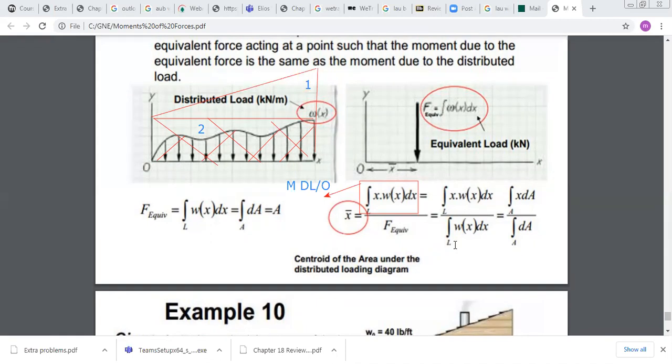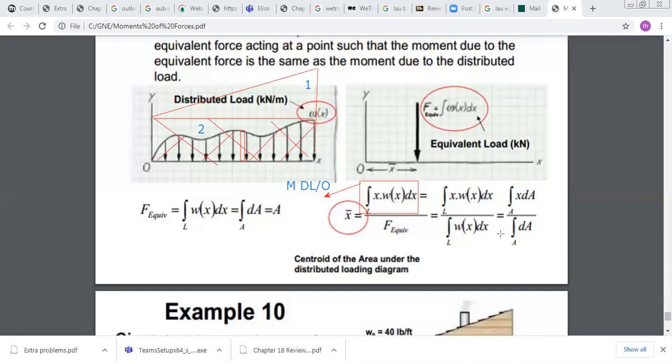Okay, but mathematically this means what? If you are familiar with the definition of a centroid of an area, how do you define the centroid of an area? Look, here omega(x) dx is an elementary area dA, because when we do omega(x) dx, you obtain the area of a small rectangle here. So we can replace omega(x) dx by the elementary area, okay? And then my equation becomes x bar, which is the distance of F resultant to O, is equal to the integral of x dA over the integral of dA.